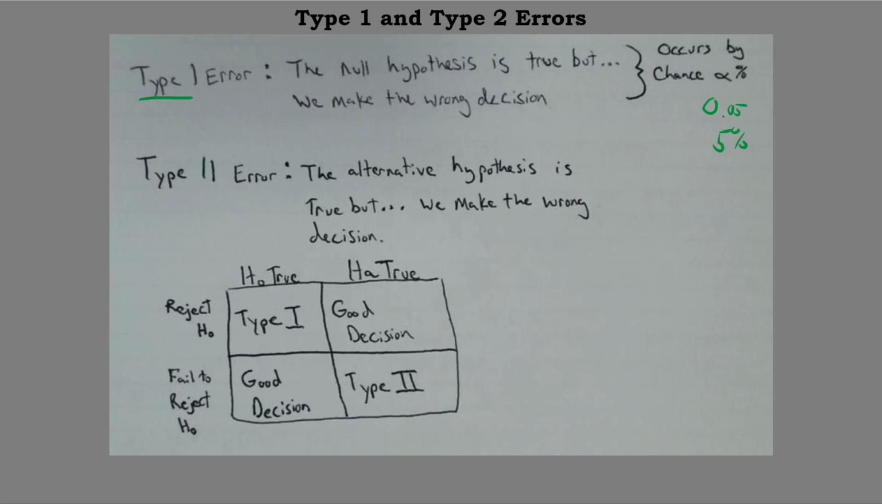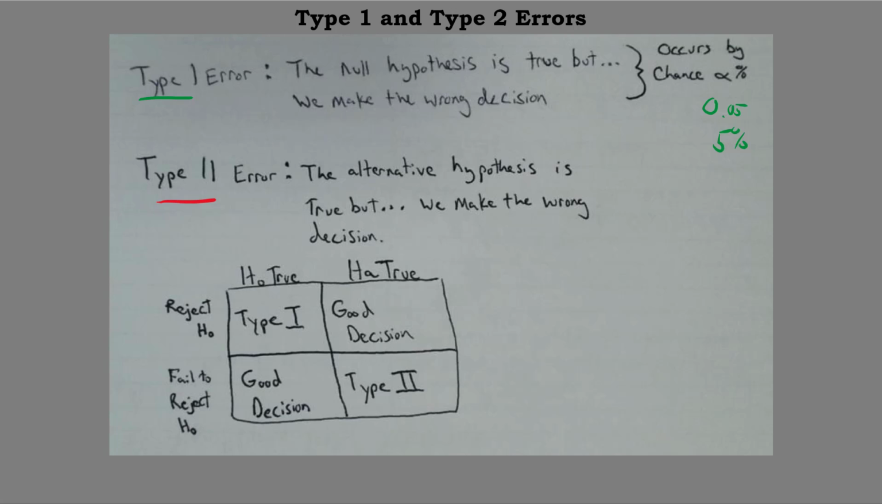The next type of error we have is a type 2 error. On the type 2 here, the alternative hypothesis is true, but we make the wrong decision. So in other words, we pick the null as our correct answer, however, the alternative was the true answer altogether. Again, these are just switching back and forth between which one you're picking, okay? But the big thing is which one is true.